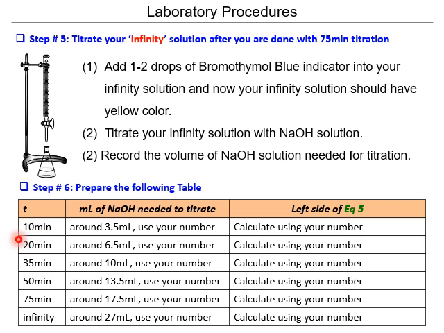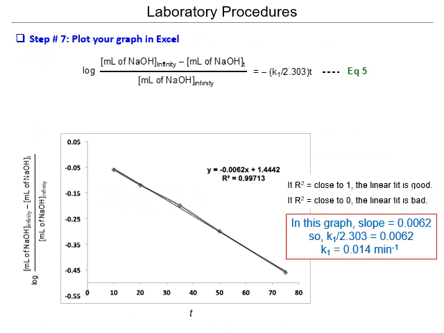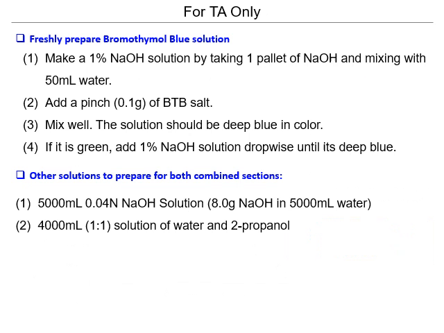So you should come up with a table like this, right? And these are the approximate values that you would have used. You plot your graph, and that's it. I hope you learned something new today.